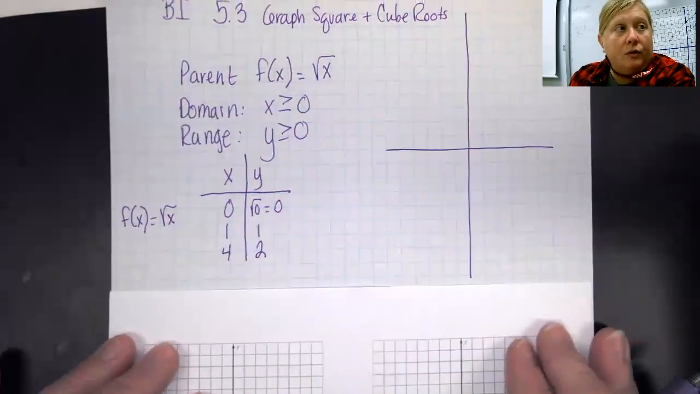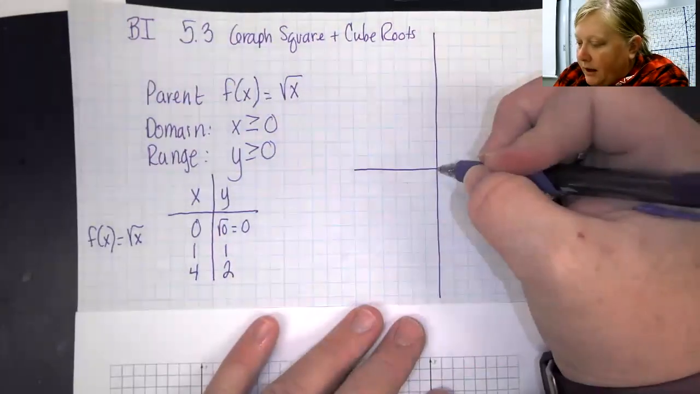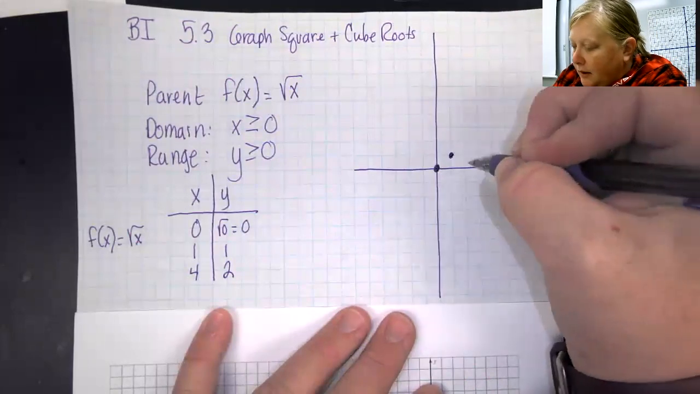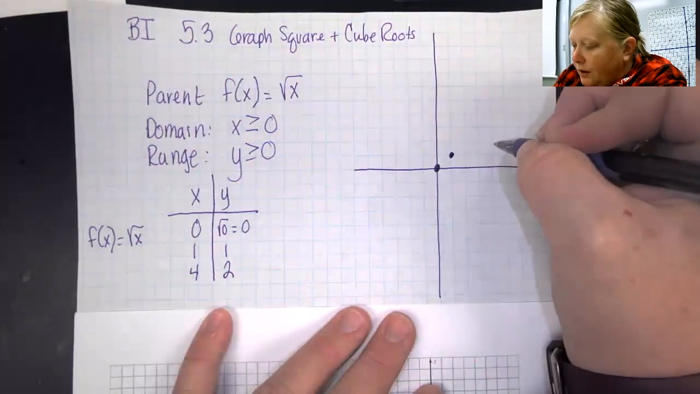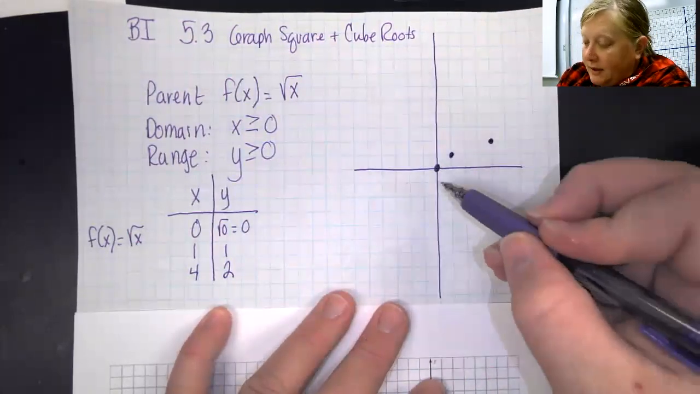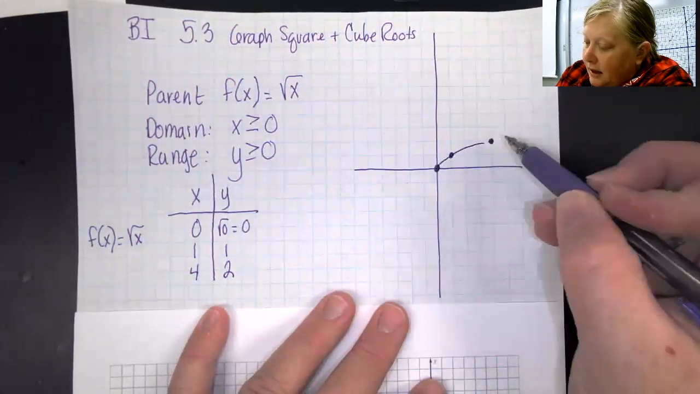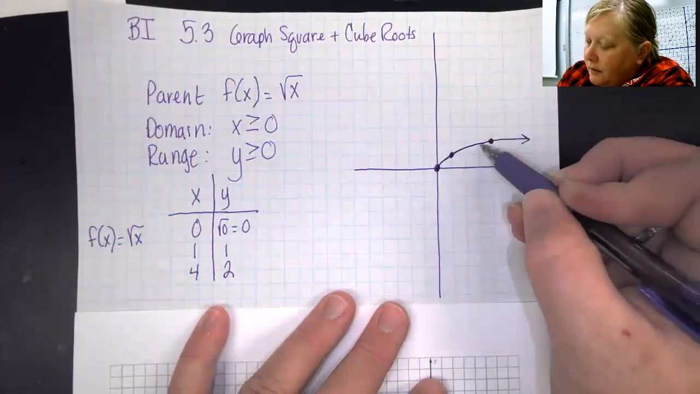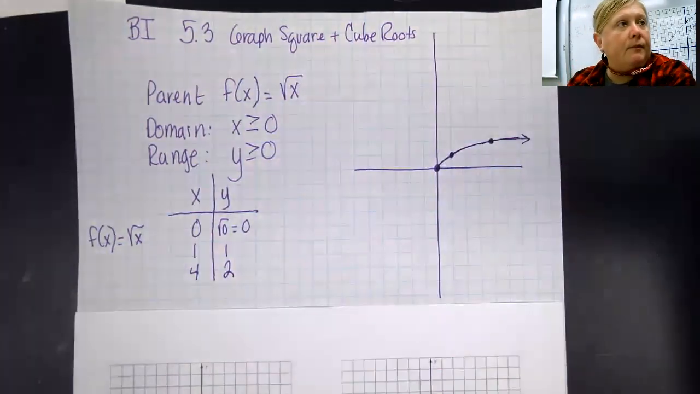Okay, so here's what this graph looks like. We're at 0, 0. We're at 1, 1. Then we're at 1, 2, 3, 4, up 2. And here's what this looks like. I like to call it a swoopy. It's a swoopy.